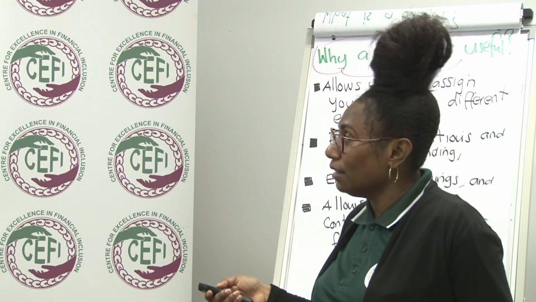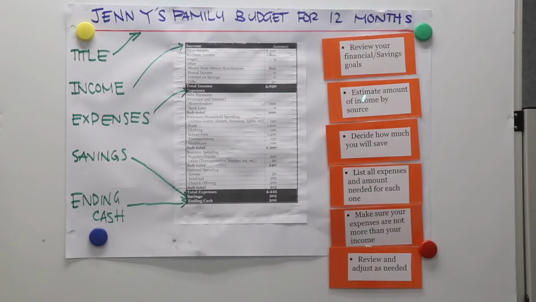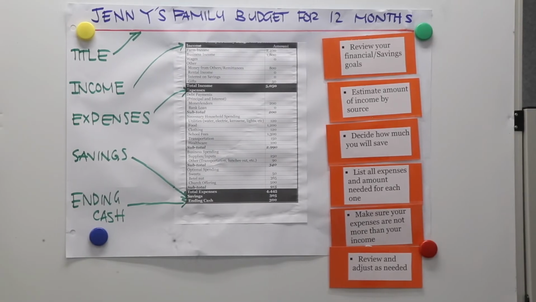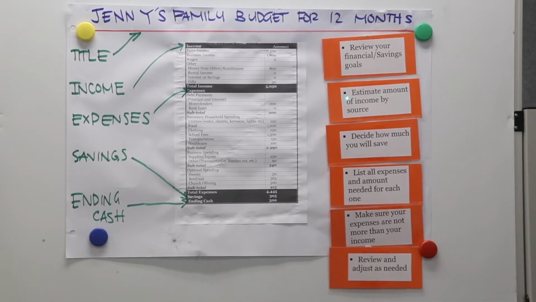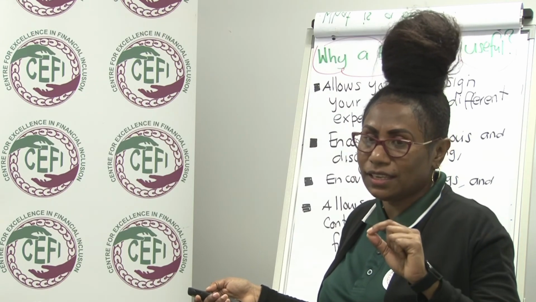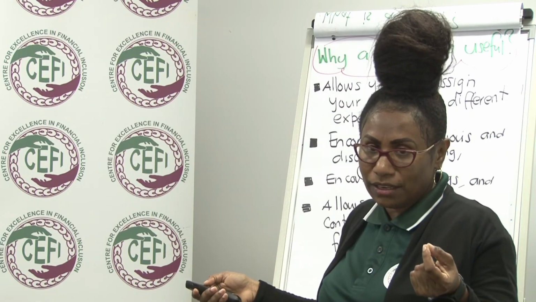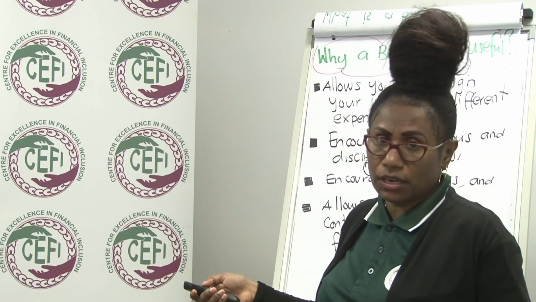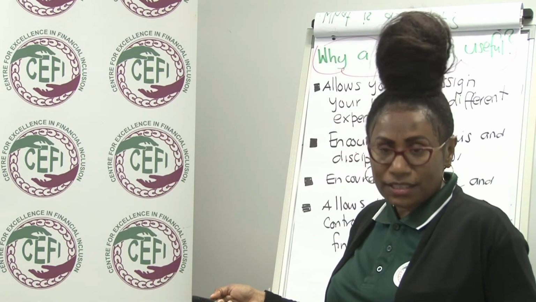Now, once you understand that, the next thing is you have to estimate the amount of income by source. So that means you should know the total of money you're making or your salary. Okay? Once this is done, the next step is you have to decide how much you're willing to save up for. Again, it should come from your savings plan. So the deciding, since you already have that savings plan, it makes it easier for you to just transfer the figure across. Then you can list your expenses.